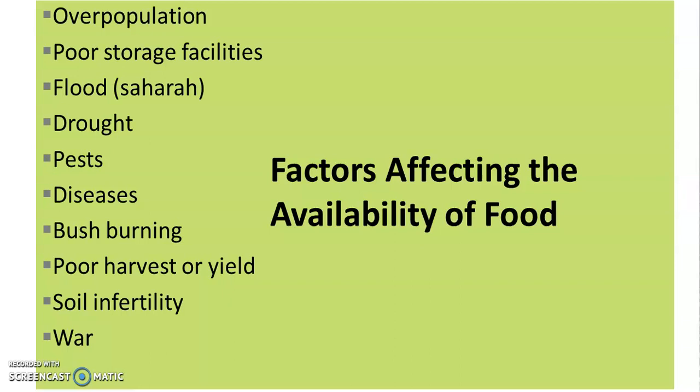What of war, where there is war, fighting, conflict in a particular place? Who would like to stay where his or her life is in danger? And definitely people will leave that place, and which means they may not be able to get a place where they can farm as usual, so it will affect the production of food that year. So there are many factors that can affect availability of food in the community.